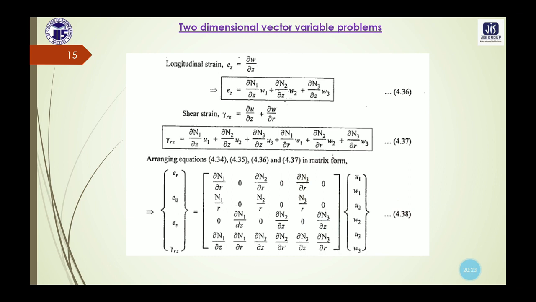Next, we need to find the longitudinal strain, epsilon z, equals del w del z. So epsilon z equals del N1 by del z into w1 plus del N2 del z w2 plus del N3 del z w3. So this is the mathematical representation for the longitudinal strain. And finally for the shear strain, gamma rz equals del u del z plus del w del r.